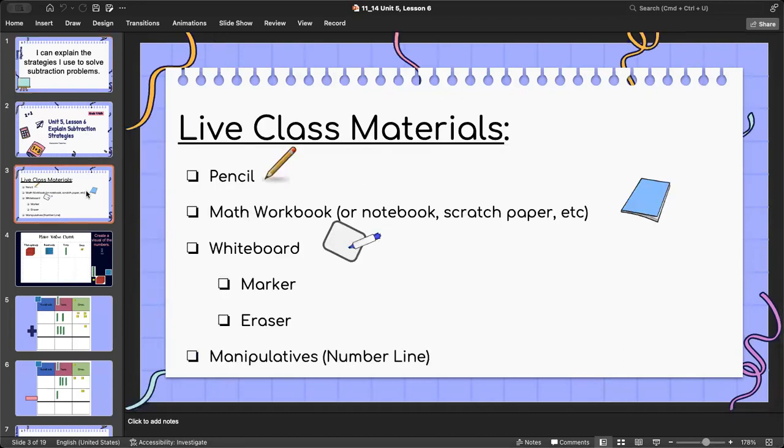So if you do not have your manipulatives or your whiteboard, you need to go make sure you get that stuff now, pause, and then come back.